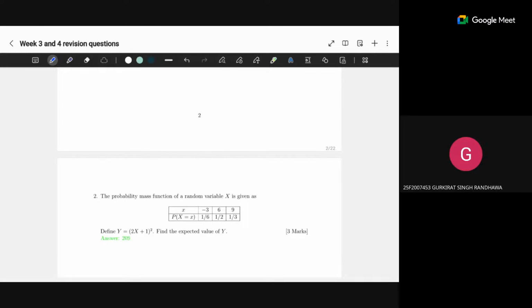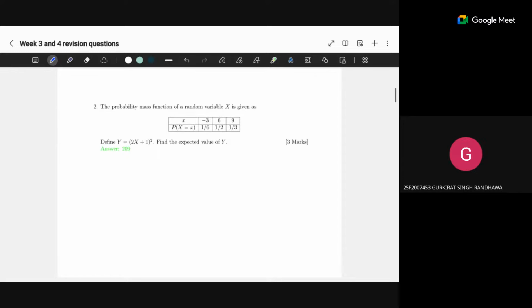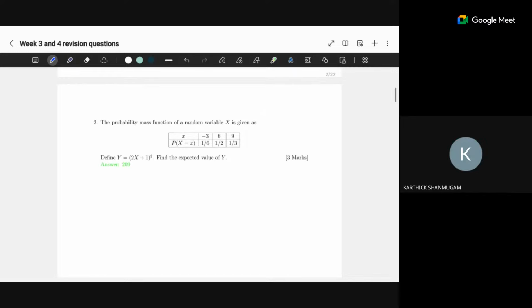Ma'am, will this type of question come in the exam or not? Yes, these are previous year questions, right? Ma'am, the level is the same. Which level?